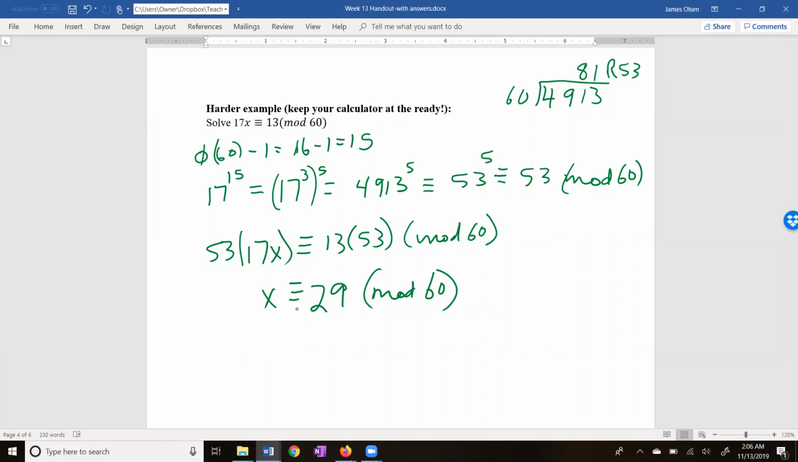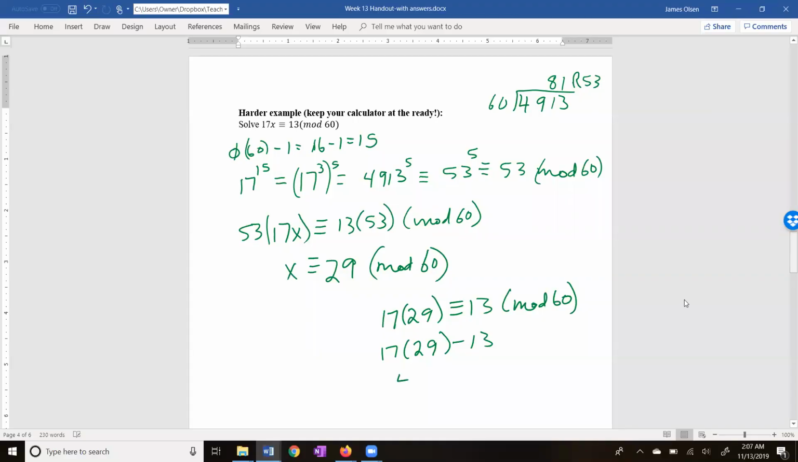Always a good idea to check that. 17 times 29 should be congruent to 13 mod 60. 17 times 29 minus 13, that's 480. 60 does divide evenly into 480, so therefore this congruence is true. And here's my answer. Put a box around my answer.